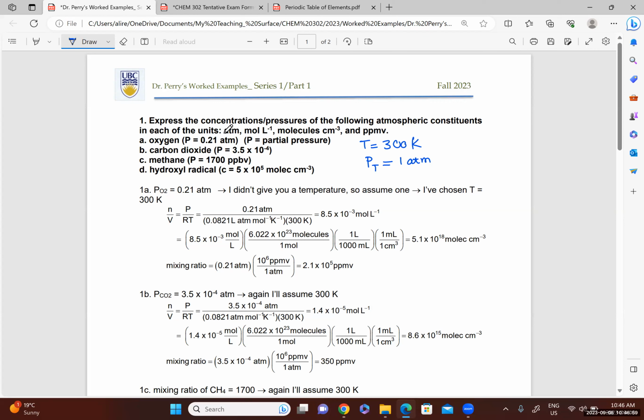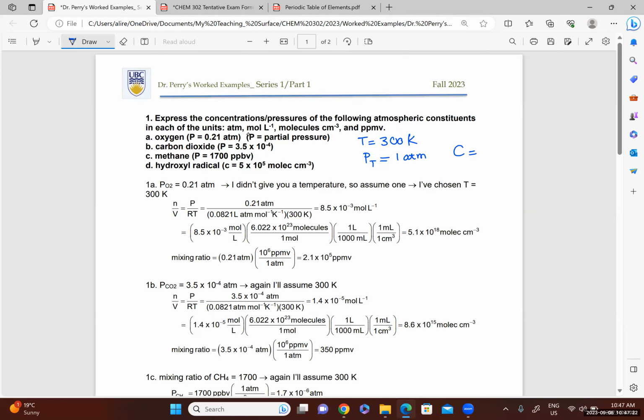The pressure is given in atmosphere, and what we want is to convert it to mole per liter, to molecules per centimeter cubed, and ppmv. Mole per liter, we are already familiar with. Mole per liter is the concentration unit. Remember, concentration is always number of moles per volume, and in this specific case the volume is expressed in liters.